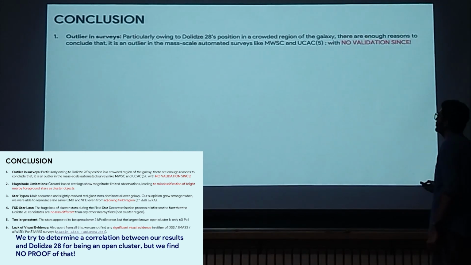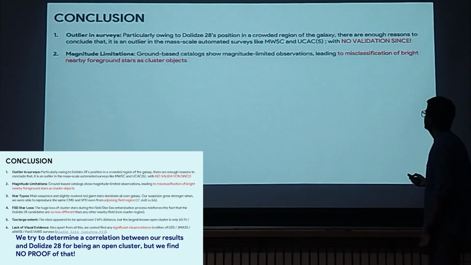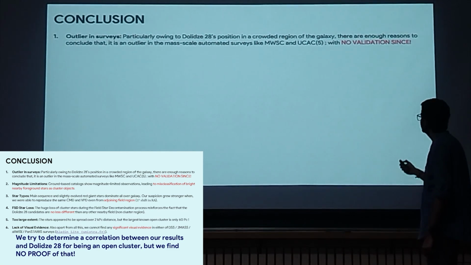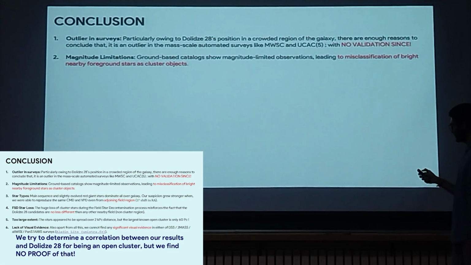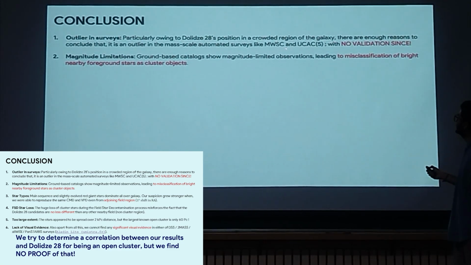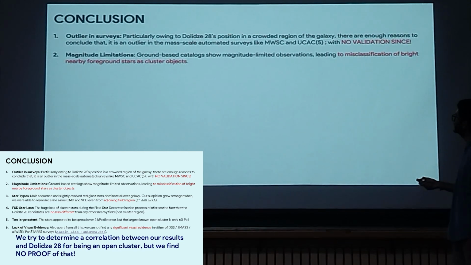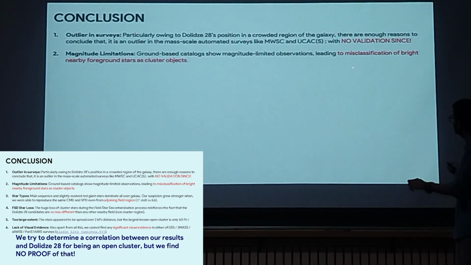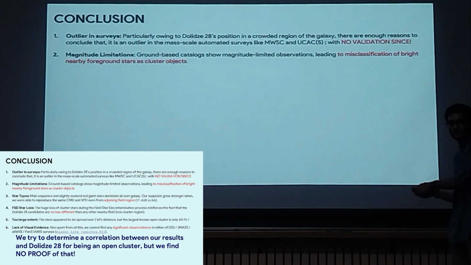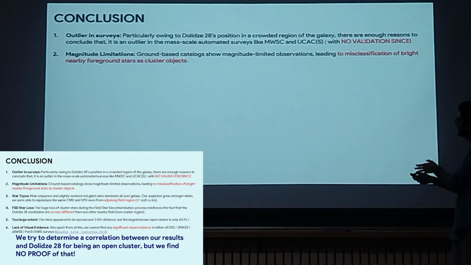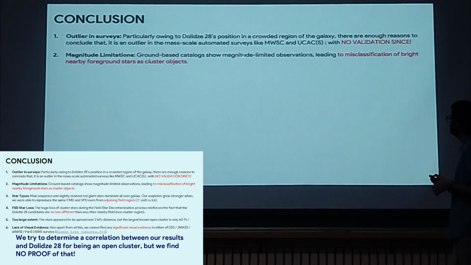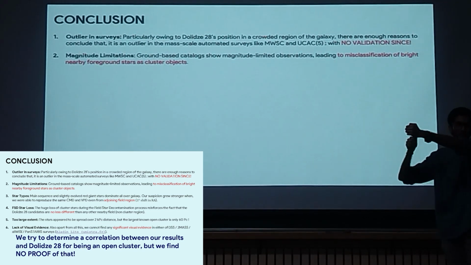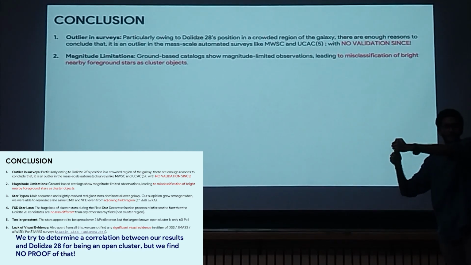that it is an outlier in the mass scale automated surveys like MWSC and UCSC5, with no validation since. And magnitude limitations, as I previously pointed out: both these data sets, MWSC and UCSC catalog, use data from ground-based observation, which means it cannot detect the faint stars. So what actually happened was that they misclassified those bright foreground objects which had high proper motions before.